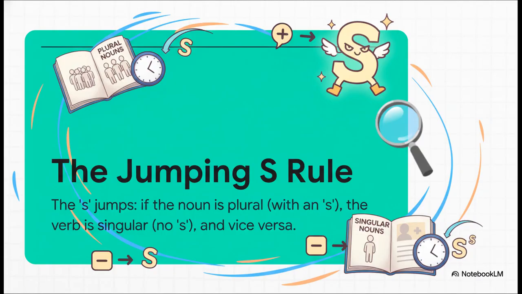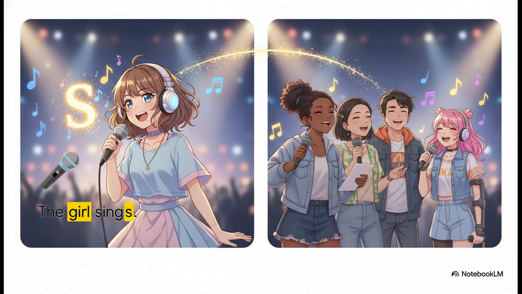In the present tense, think of the letter S as having a choice. It can land on the noun, which makes it plural, or it can land on the verb, which makes it singular. But it almost never lands on both at the same time. It's like it jumps from one to the other. And this illustrates it perfectly.